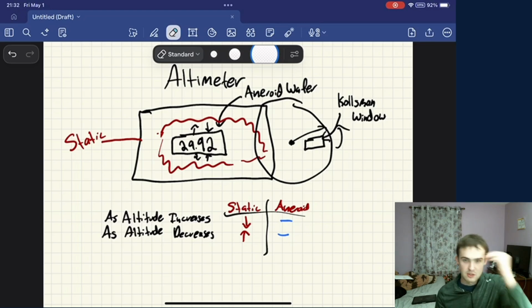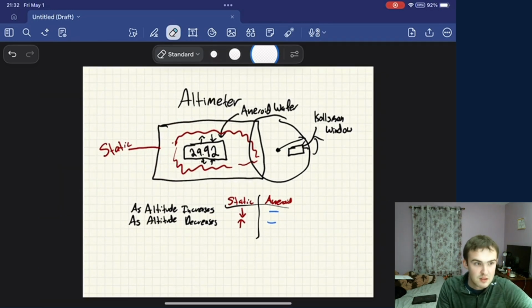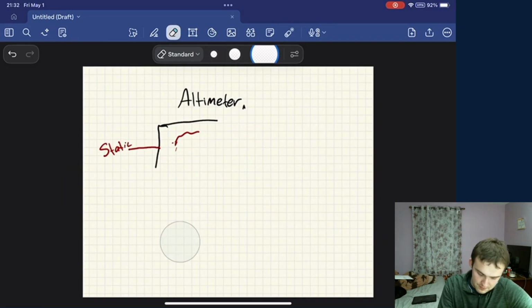Just writing something down so I can put the timestamps down. Altimeter. Going to erase that.